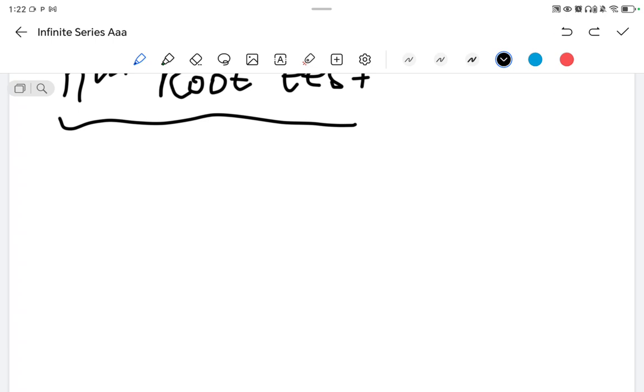So when we come to the nth root test here, we'll be using this test to check, just like we do with the ratio test.